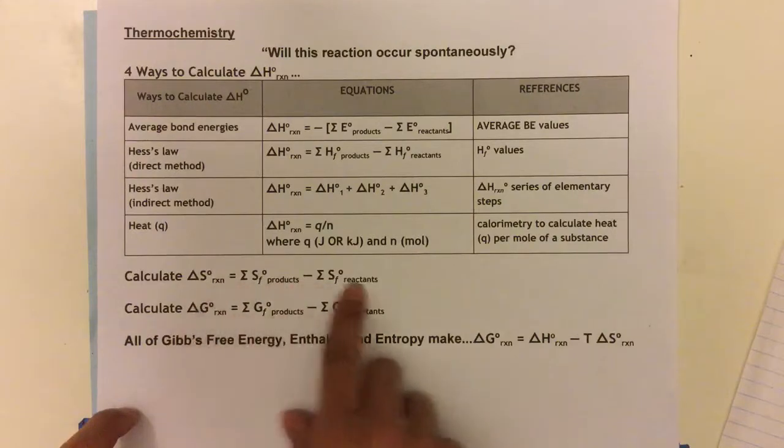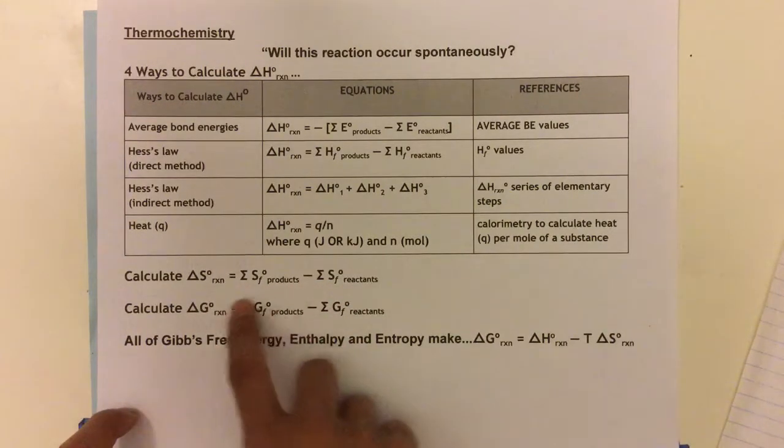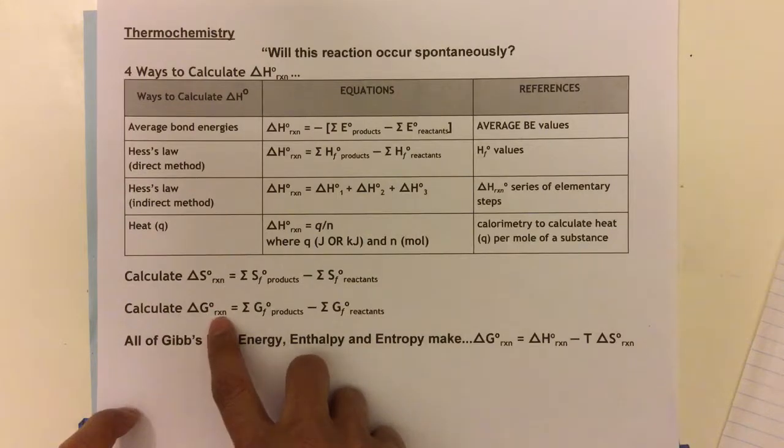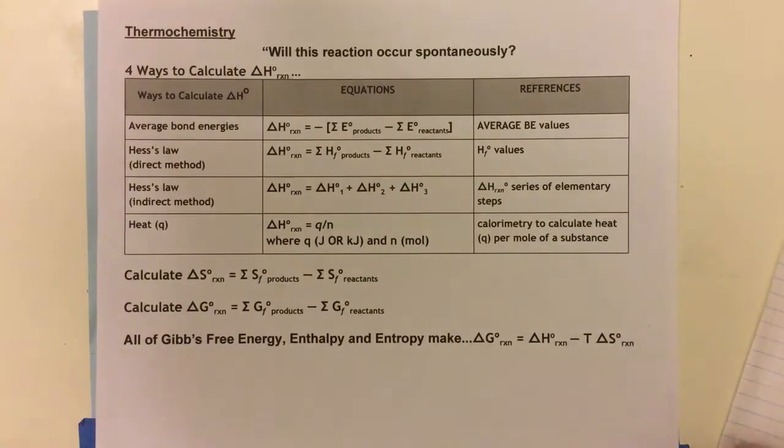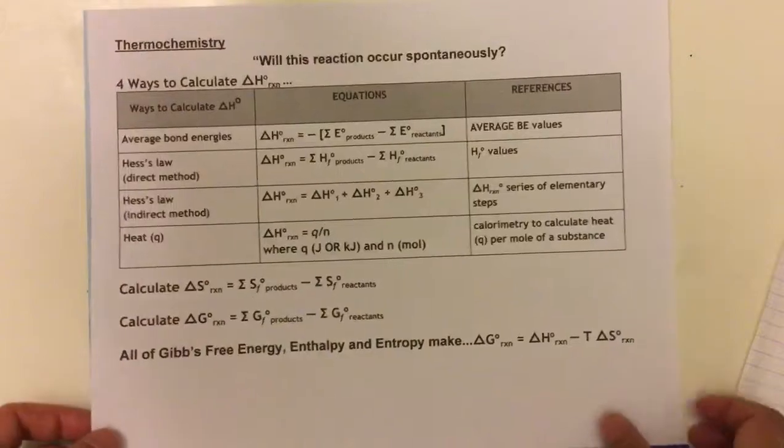So the variations of all these equations, including here delta S as well as delta G, help us to answer the question of whether this reaction will be spontaneous through delta G. If delta G is negative, it tells us that the reaction is spontaneous. If it's positive, the reaction is non-spontaneous in that direction. So let's go ahead and work through a problem.